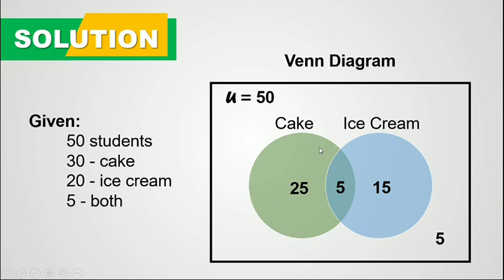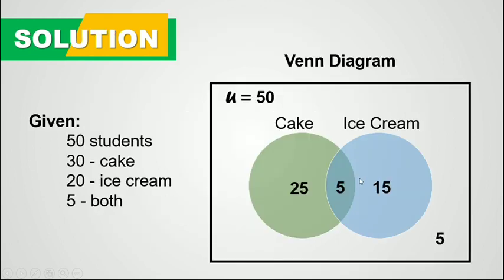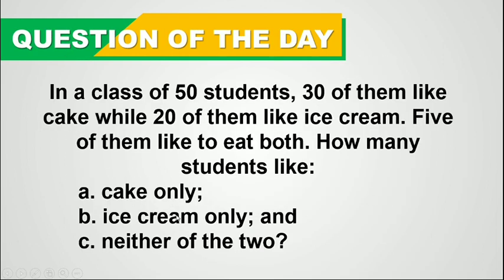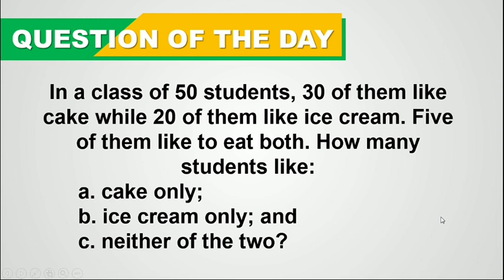Now how many of the students like ice cream only? So it's 15. Now how many of the students like neither of the two? So none like cake nor ice cream. So it's the one outside of the two circles. So it's 5. So we could now answer that question again.